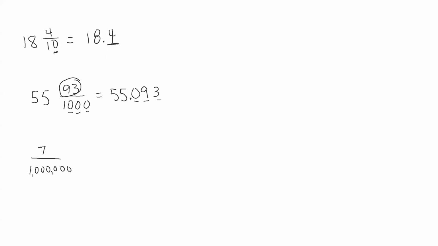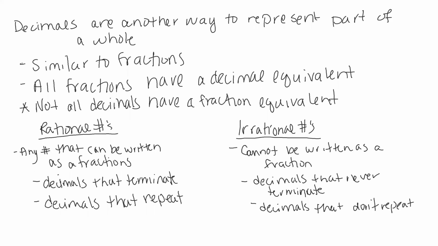What if I had 7 millionths? Well, this is a proper fraction, so I can start with 0 and a decimal. I count my zeros: 1, 2, 3, 4, 5, 6. So 7 millionths is going to have 6 decimal places. And the numerator is going to go all the way at the end. You want to make sure the last digit of the numerator is in the last decimal place, and then you fill zeros in before that.